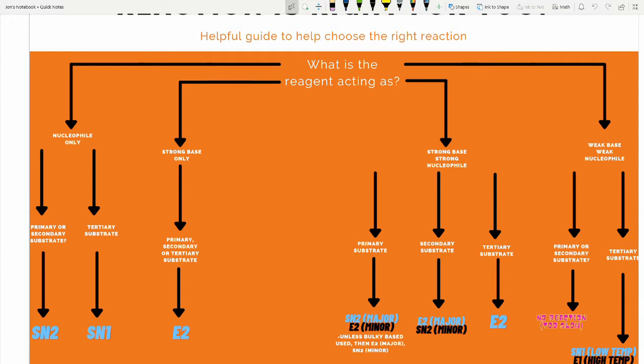In the case where you have tert-butoxide acting solely as a strong base, this path right here, for all types of substrates, primary, secondary, or tertiary substrates, E2 reactions will be favored. Again, because SN2 cannot proceed through a bulky nucleophile, the reaction is pushed towards E2 reactions.